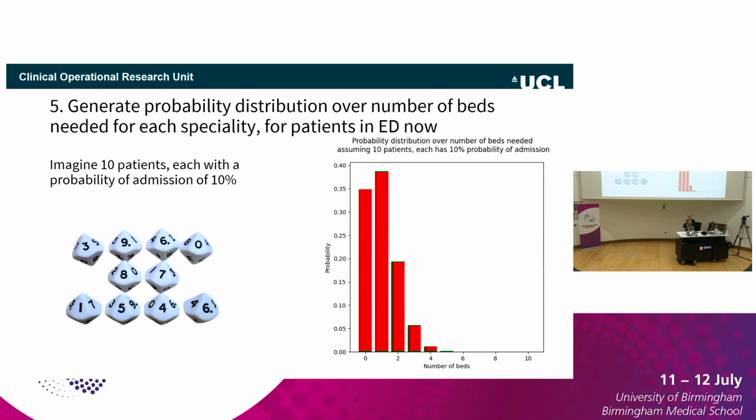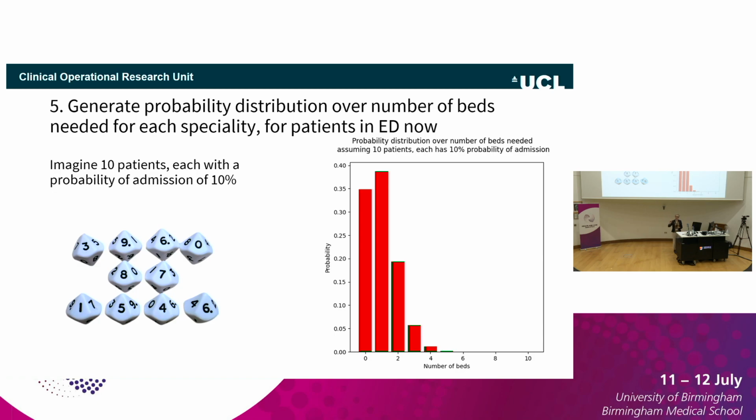To communicate what's behind this, imagine a simplified example where you've got 10 patients and they've each got a 10% probability of admission. That would be like rolling a 10-sided die 10 times. Your expected value would be that you would admit one patient, but you could also reasonably expect to get no patients, and there's some probability of getting 3 or 4 patients. So this is what we're doing with each patient.